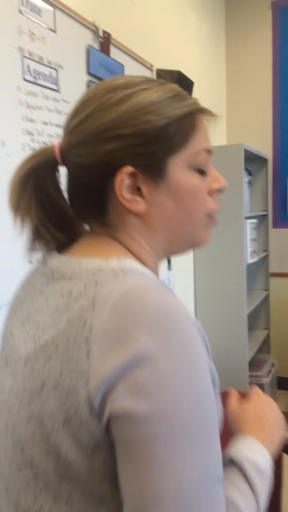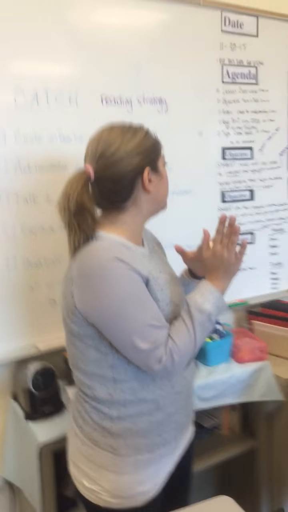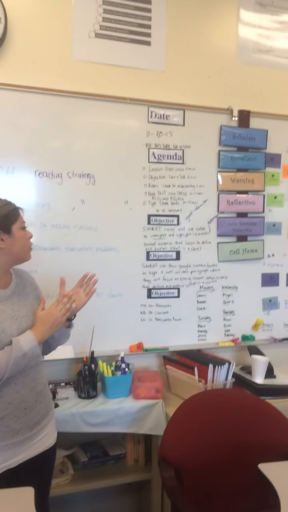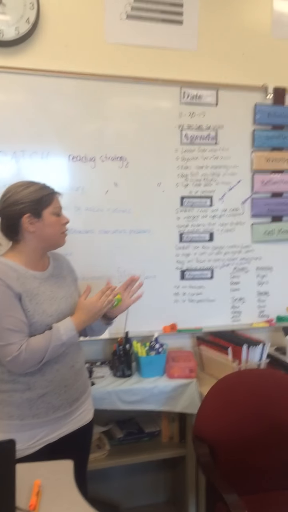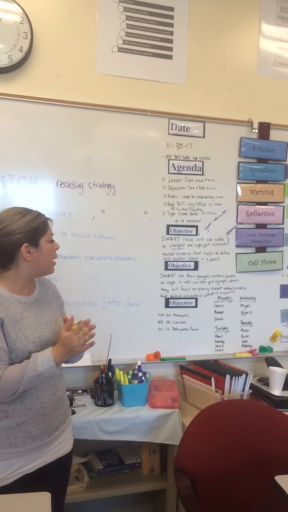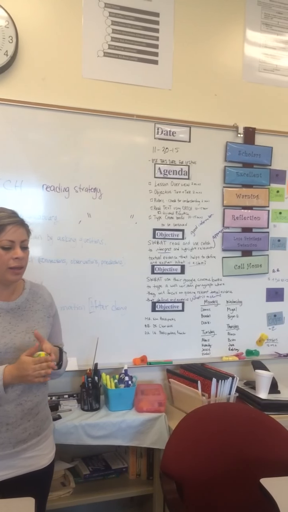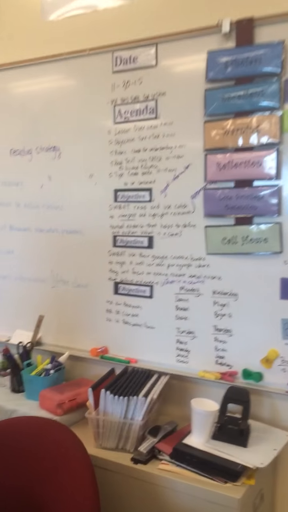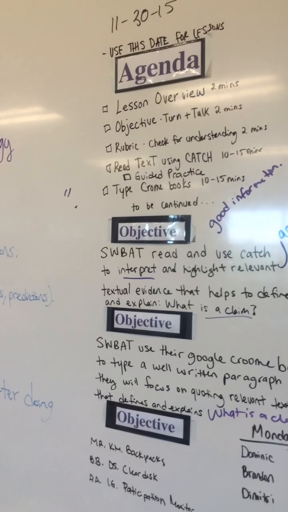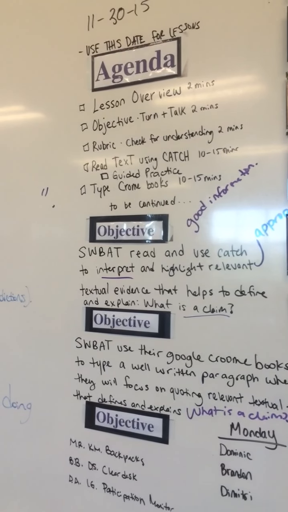I'm gonna review the objective one more time. So the first thing that we're supposed to do today is students will be able to read and use CATCH to interpret and highlight relevant textual evidence that helps to define and explain what is a claim. And that's what we did last time. And we're gonna use that today to finish writing our own paragraph. But before we do that, I'm gonna show you how to do it, okay?